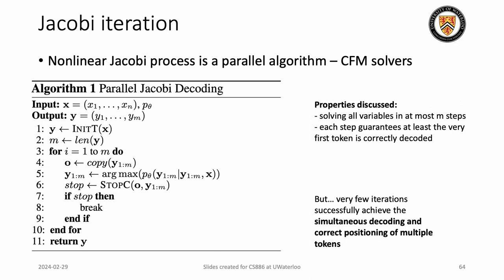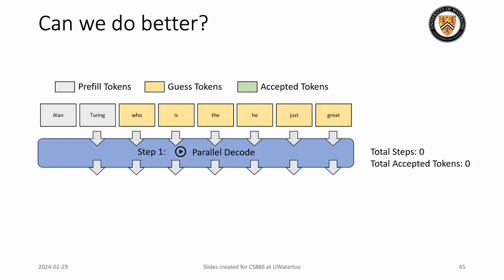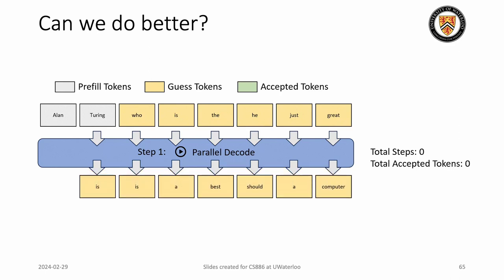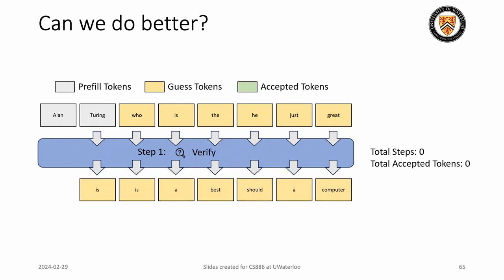So just to do that visually, this is what would happen if we do Jacobi iteration. You have your prompt, and then you take a guess of what the other tokens are. This is like your initial guess in the Jacobi method, and you are just randomly filling out what you think the next token should be.